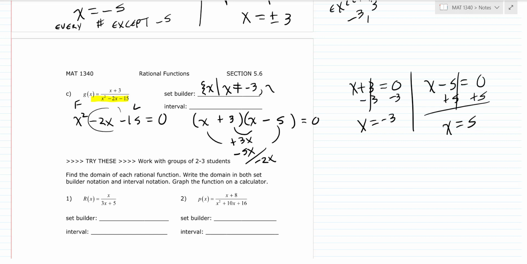Then you could say comma x is not equal to 5. There's no shortcut on that. You just need to list that out. Okay. Now, when you do this in interval notation, you got 3 intervals.